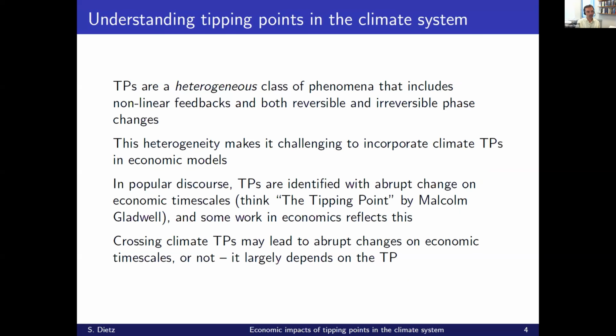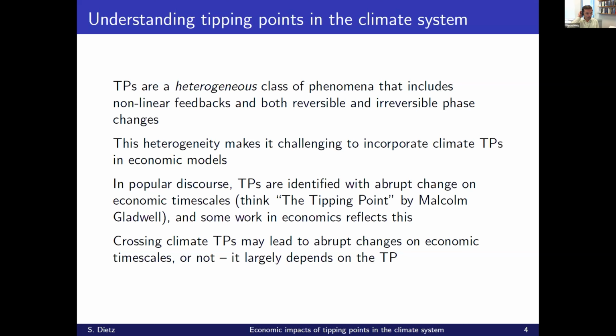So on the basis of those 2 slides, just let me make a few contextual remarks about climate tipping points. I think most importantly, climate tipping points are a heterogeneous class of phenomena. It includes things like nonlinear feedbacks and both reversible and irreversible phase changes. So we need to immediately realize that one particular mathematical representation is unlikely to do a good job of capturing the important dynamics of all of these tipping elements. And since that's the case, this heterogeneity makes it challenging to incorporate climate tipping points in economic models. It's going to make it difficult to find a representation which is going to cover all bases, as I said.